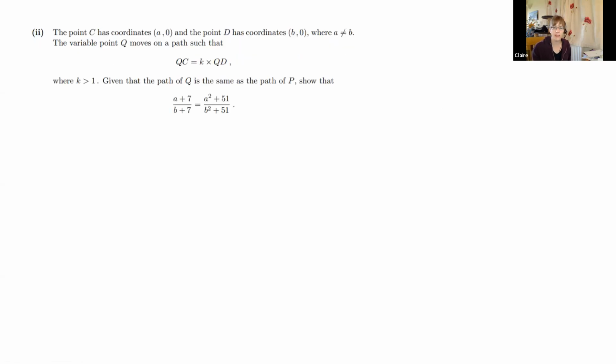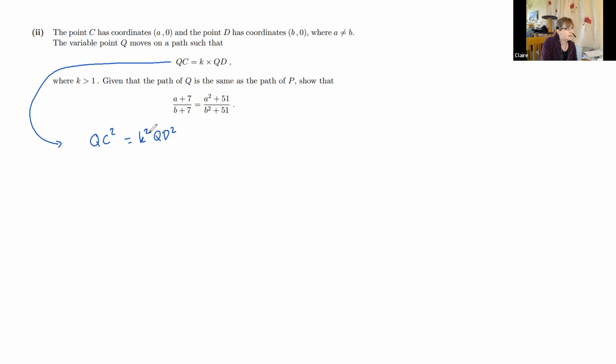Okay, here we have a different curve, and this has now got a lot more variables in it. So the first part of the question was quite concrete. We had lots of numbers. Now we've got some points A, B, and we've got a K coming in. But we're going to start in the same way as before. So if we square both sides, we get QC squared equals K squared QD squared.